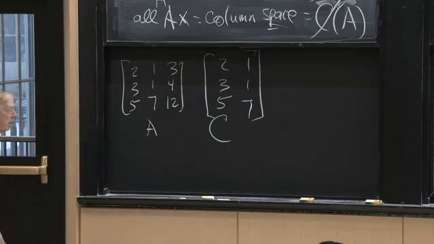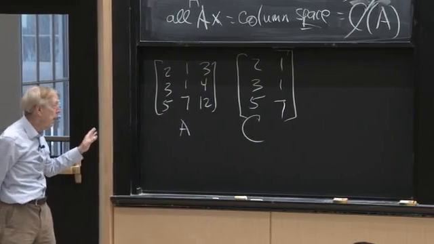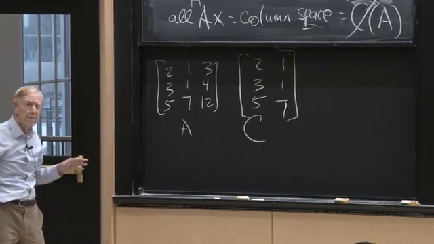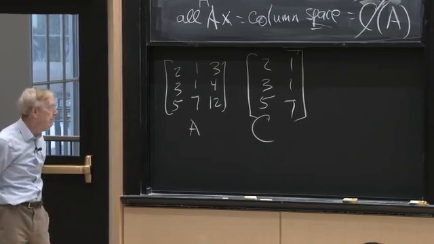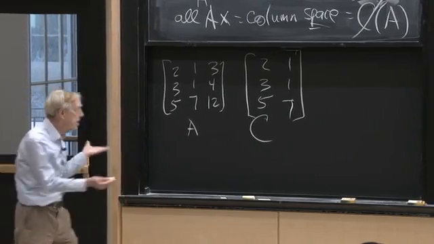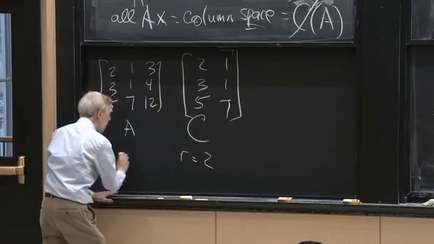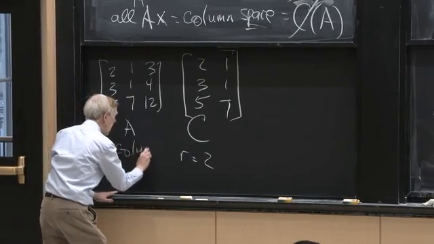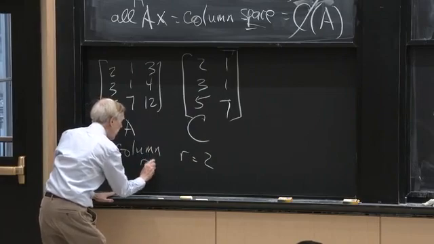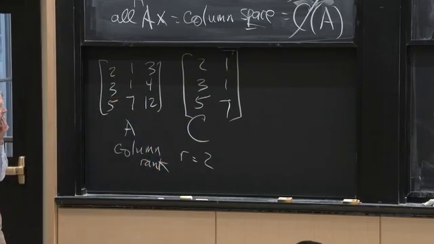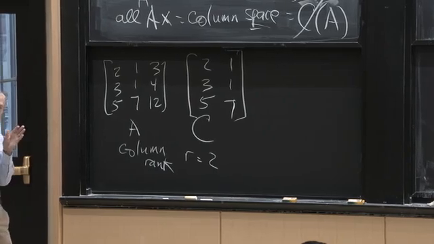I've got a matrix C, which was taken directly from A, and I kept only independent columns, and I worked from left to right. And I can see right away now that the rank is 2. The column rank, I should say. The number of independent columns is 2. Good?